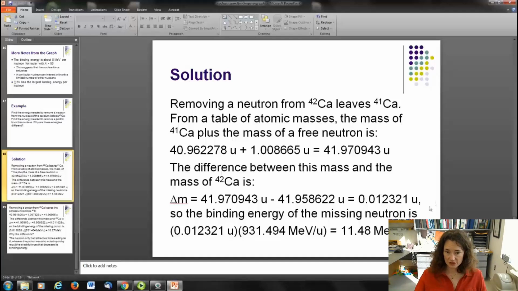So if you take that energy difference, or mass difference, same difference, delta M, then you get 0.012321 atomic mass units. So the binding energy then for that missing neutron is that delta M times c squared, or times the conversion from MeV to atomic mass units, 931.494, and you get 11.48 MeV. Okay? So that's how much energy it would take to remove just one neutron, all right?